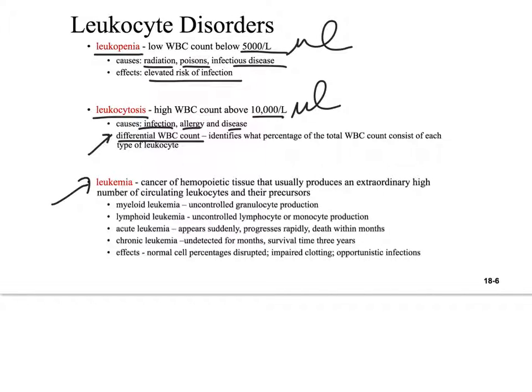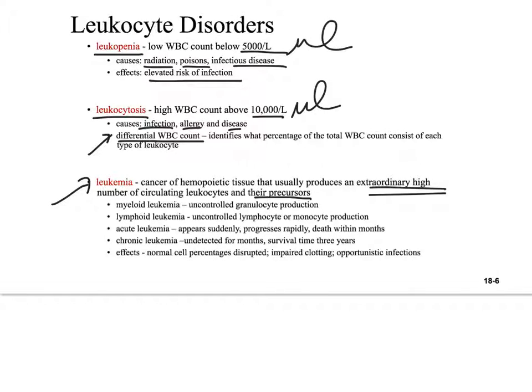Now leukemia is cancer of the hemopoietic cells, and it's producing a lot of white blood cells, and maybe they're getting out of the bone marrow before they're ready. So they're immature white blood cells, like baby white blood cells, being released, and they can't kill anything. They're not ready to do what they're supposed to do.